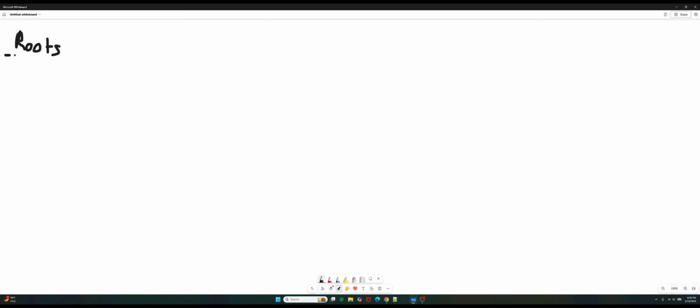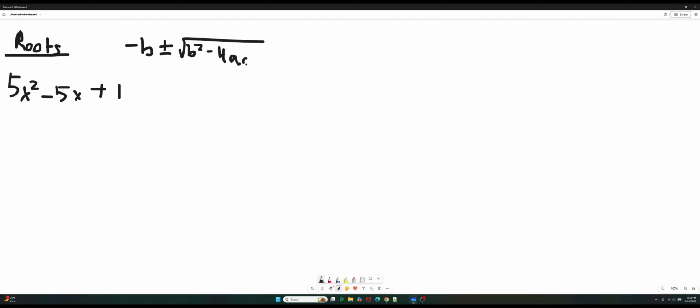To find the roots of a quadratic equation, usually they'll give you a quadratic equation, and if it's easily factorable, then you could factor it and find the roots. But if they give you an equation, suppose like 5x squared minus 5x plus 1, this is pretty hard to factor, or I don't even think you could factor this. So if they give you that on the test and ask you for the roots, then you want to use the formula negative b plus or minus the square root of b squared minus 4ac, divided by 2a. Many of you guys know this is the quadratic formula. And yeah, use this formula and you could find the roots.